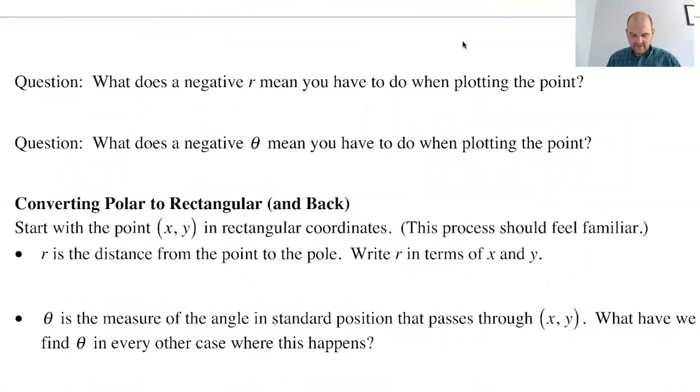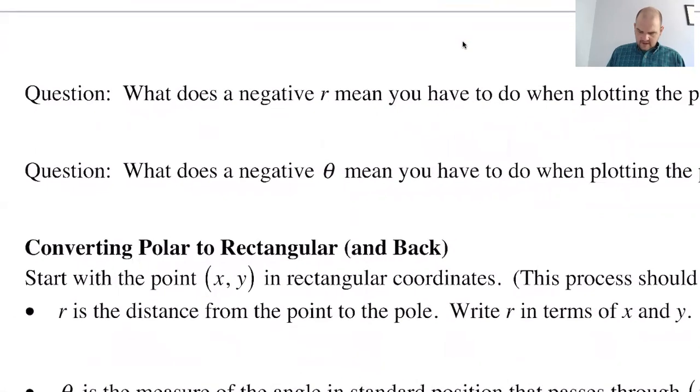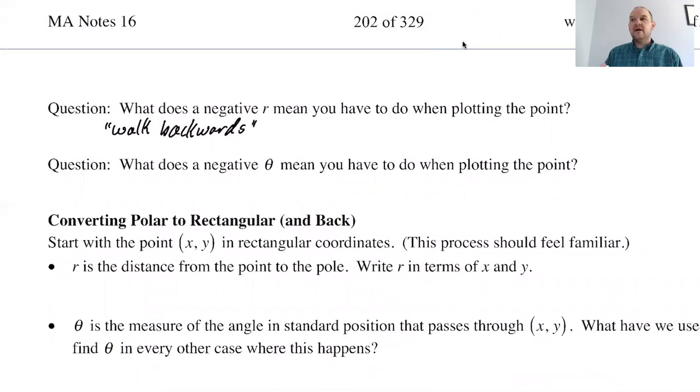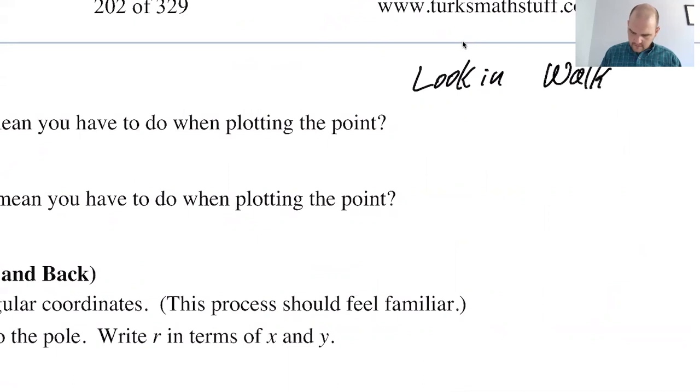So what does a negative r mean when you're plotting a point? In my mind, I'm going to write a not mathy thing: walk backwards. You basically walk along the same line as theta, but instead of walking forward, you walk backwards. So if you're looking in, you walk in. This is if r is less than 0.